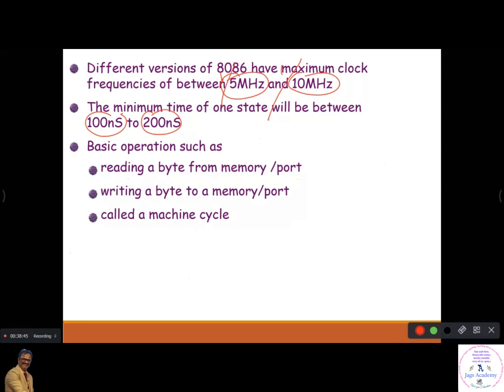The basic operations such as reading a byte from memory or port, or writing a byte to memory or port, are called a machine cycle.